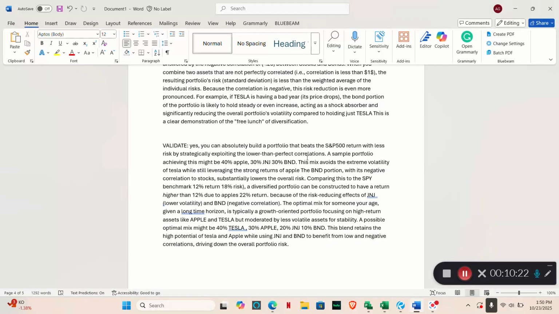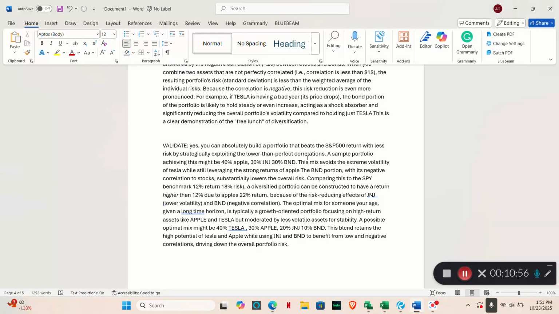Comparing this to the SPY benchmark, 12% return, 18% risk, a diversified portfolio can be constructed to have a return higher than 12% due to Apple's 22% return. Because of the risk-reducing effects of J&J's lower volatility and BND's negative correlation, the optimal mix for someone our age, about 28 in this case, given a long time horizon, is typically a growth-oriented portfolio focusing on high return assets like Apple and Tesla, but moderated by less volatile assets for stability.